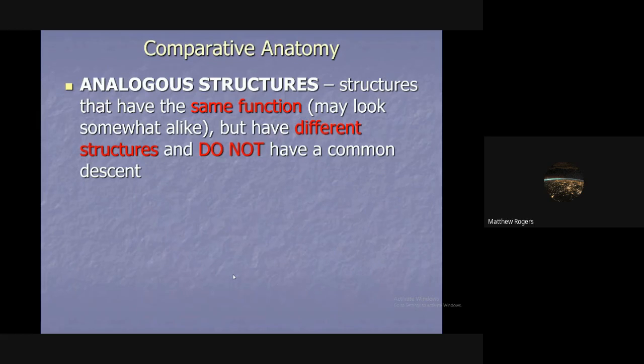Analogous structures are structures that have the same function but have different structures, and do not have a common descent. So this one's different. Analogous is like the word analogy. I could say, wow, that kid is fast as a river. Well, we know that they both run fast, but they're not related in any way possible. They have the same function, they do not have the same structures, and they do not have a common descent.